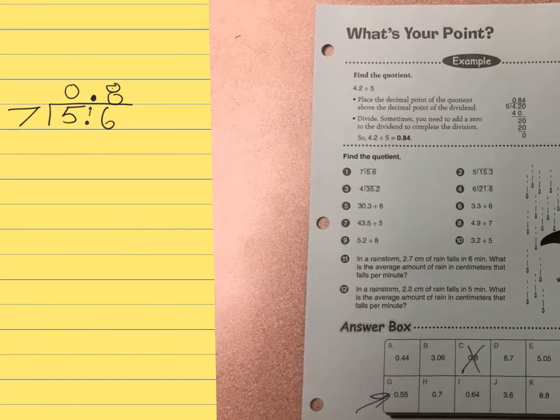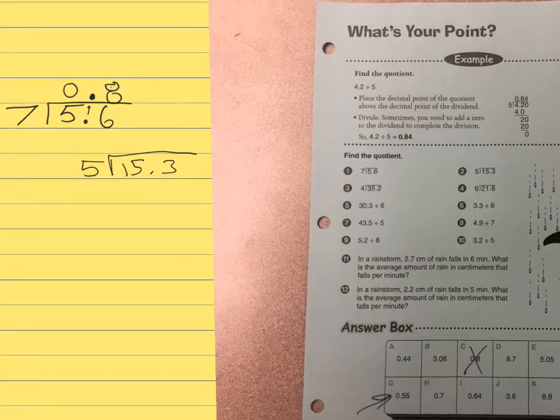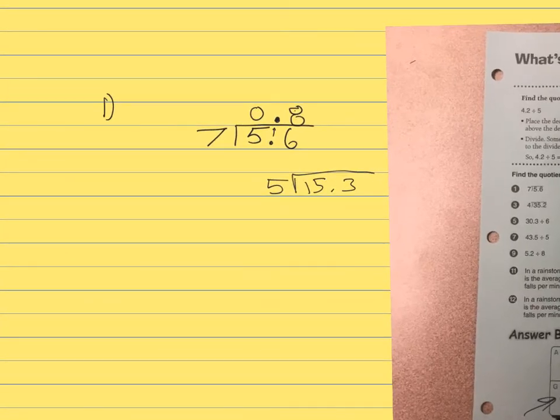All right, here's number 2. 5 divided by 15.3. Okay, so here we go. 5 does not go into 1, so we're going to go on to the next one. 5 does go into 15 3 times. I move my decimal up, so 5 times 3 is 15.